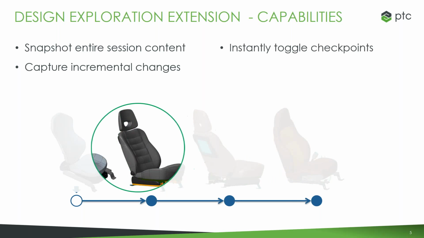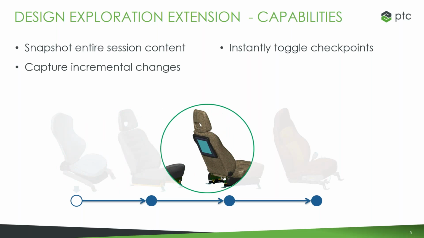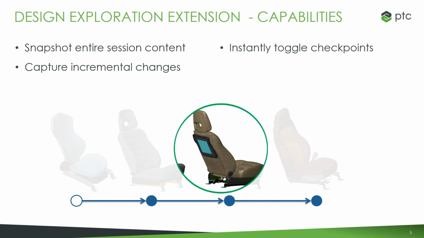This means that you can instantly toggle between the different checkpoints that you create. So if you're in a design review and you say, hey, well, let's look at this other one instead, you can switch to it very quickly, very easily, and be able to interrogate that model. And once you're done and you think you've found the right solution, you can choose to accept those changes and move forward with that model.